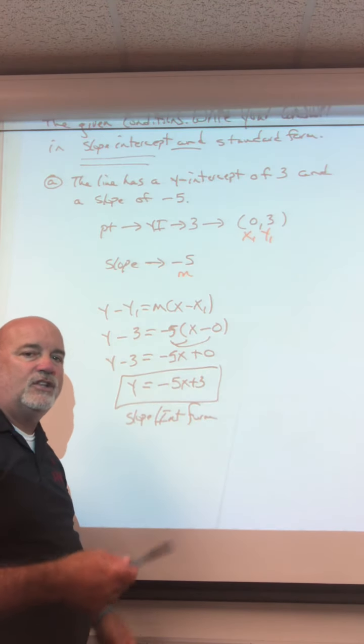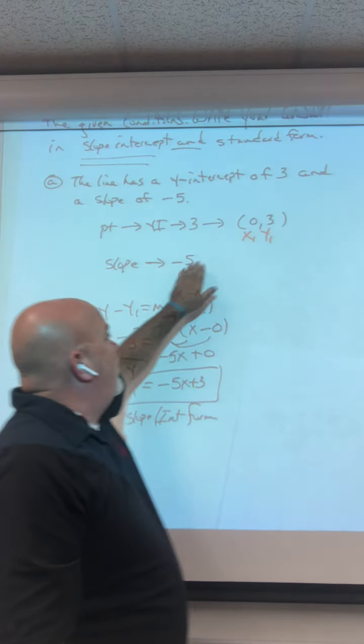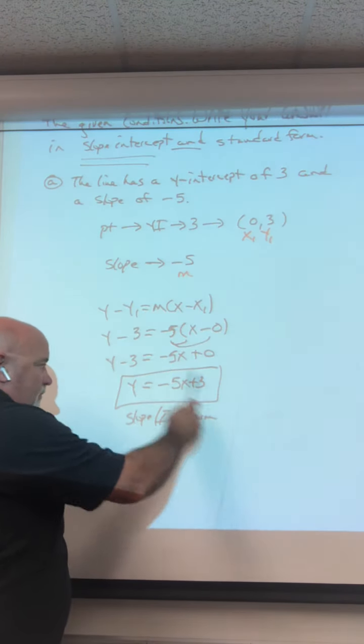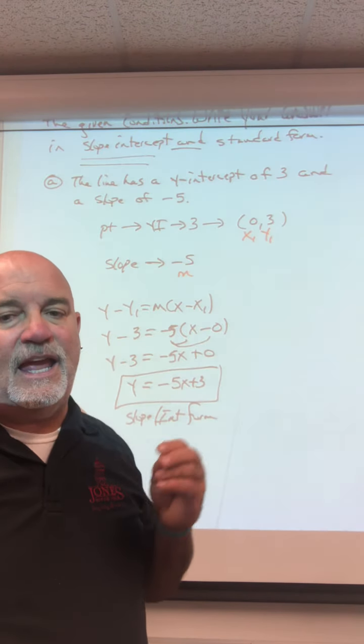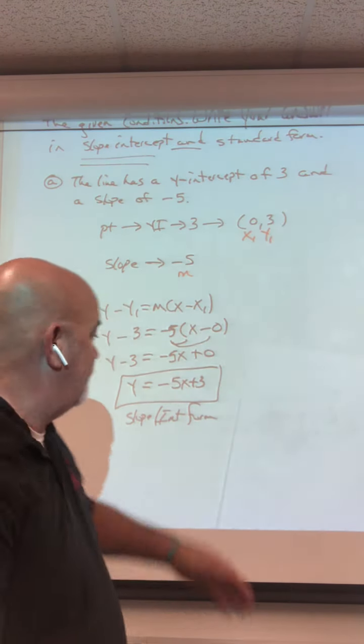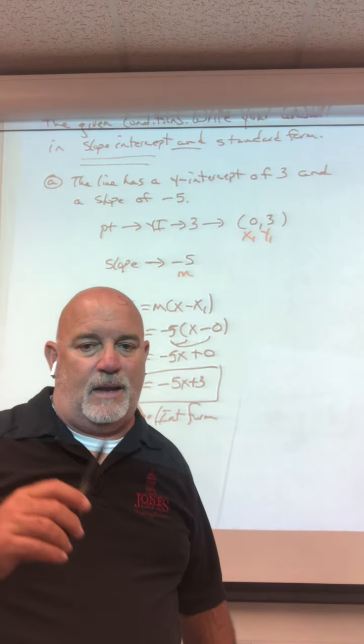So the equation of the line that goes through this point that has that slope is right there. That's your answer. Now, what if it asks for the answer in standard form, not slope-intercept form? Now remember what standard form meant.